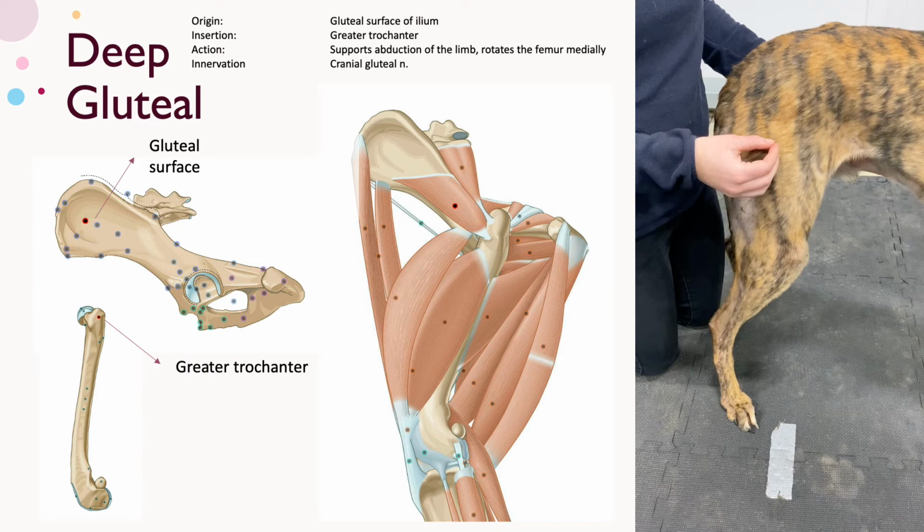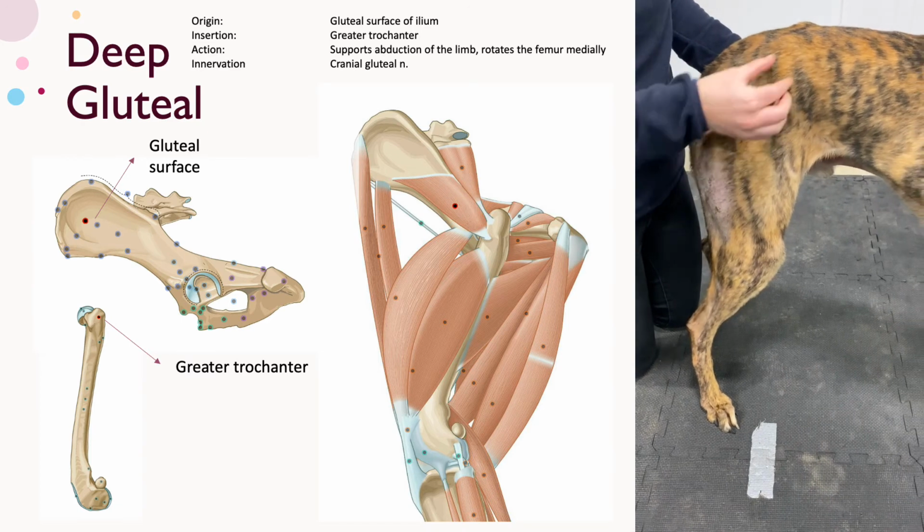muscles, which is why it can help again with rotating the femur medially, but also can then help with a bit of abduction as well when other muscles work in support of this. And it's innervated by the cranial gluteal nerve. So we're going to get Meg to palpate this now.